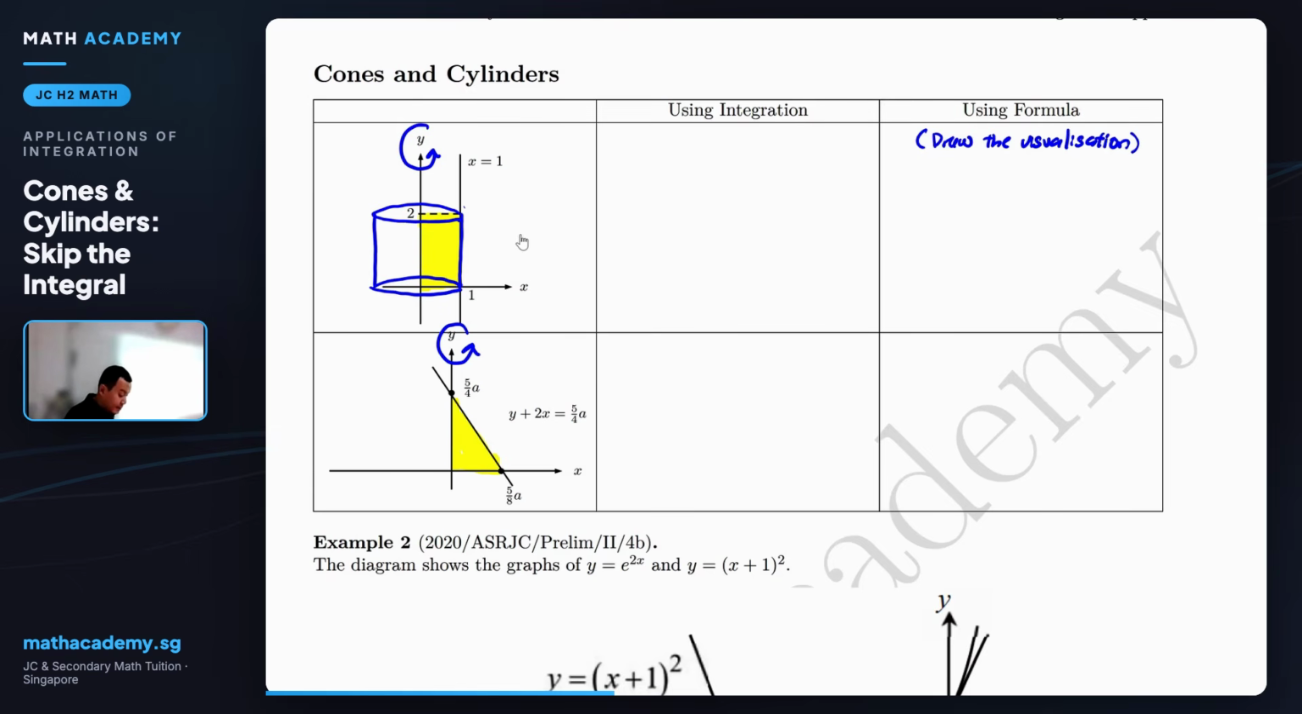This is a cylinder. Label in. The reason why you visualize is to put in the height and also the radius. So cylinder formula, pi r² height. So pi 1² height.